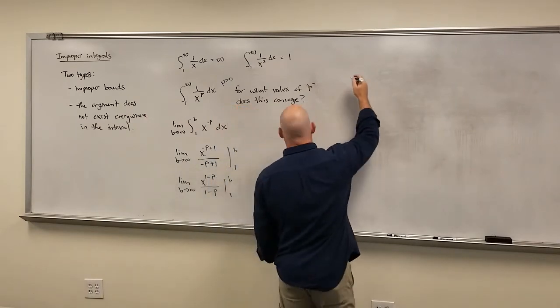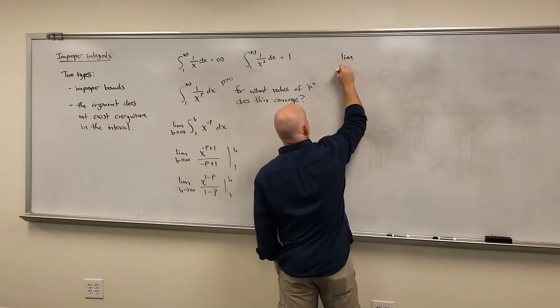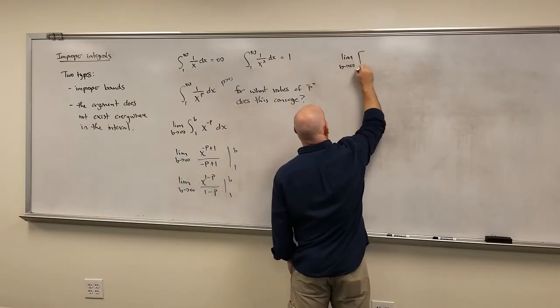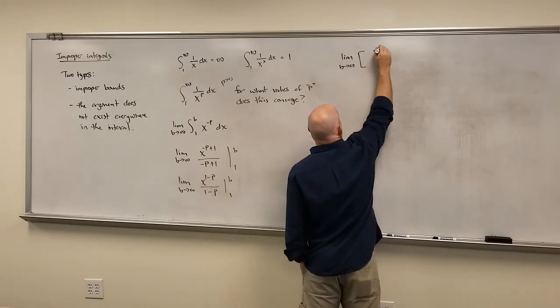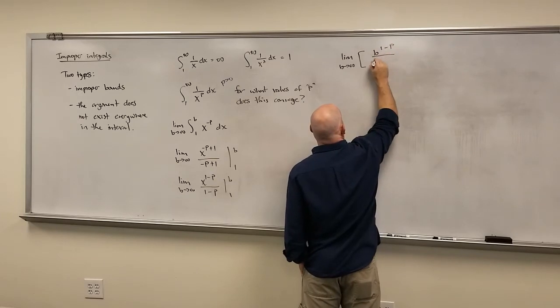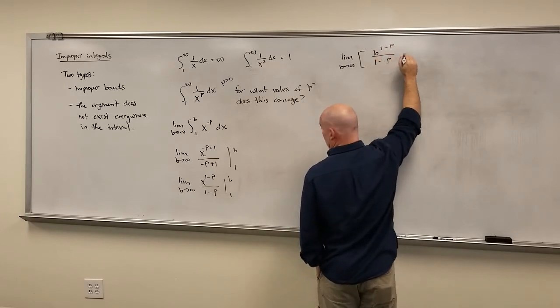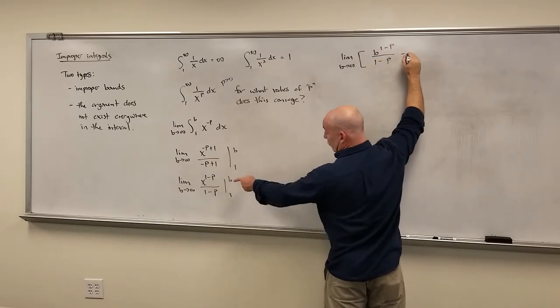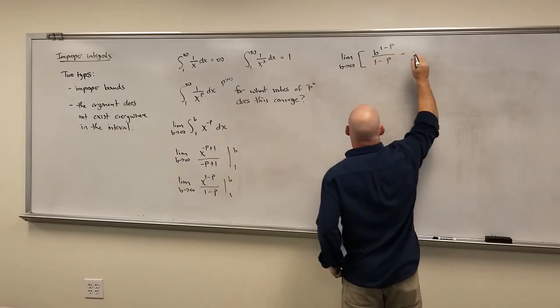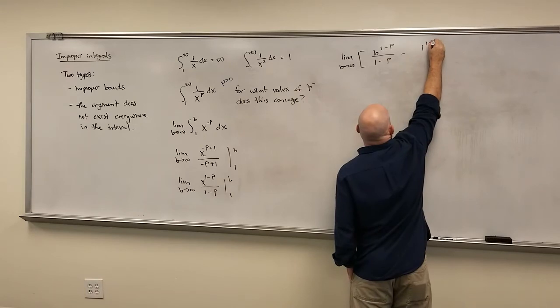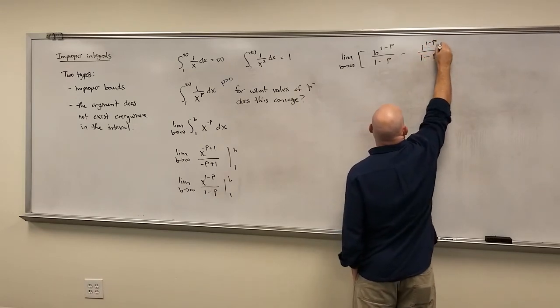So coming all the way up here, this is the limit as b goes to infinity. Top endpoint, so I'm plugging a b in for the x. So this is b to the 1 minus p, all over 1 minus p, minus, and if I plug 1 into there for x, remember I'm plugging in for x, that's 1 to the 1 minus p all over 1 minus p.